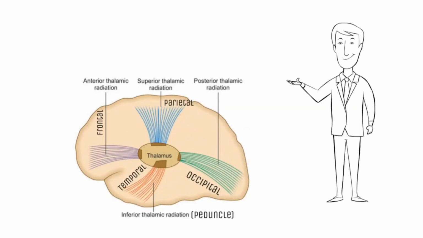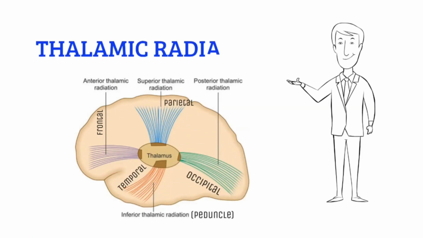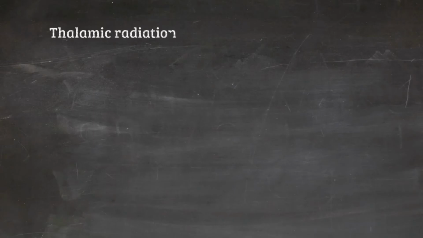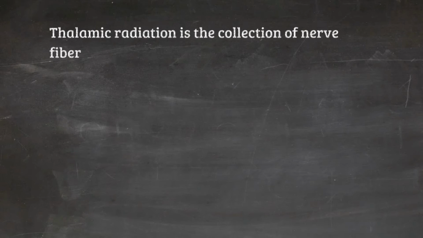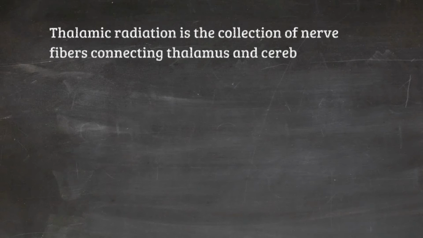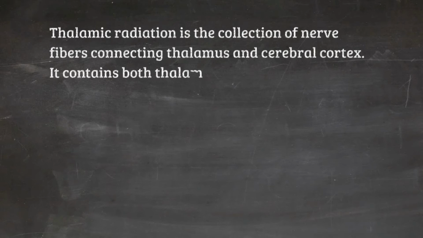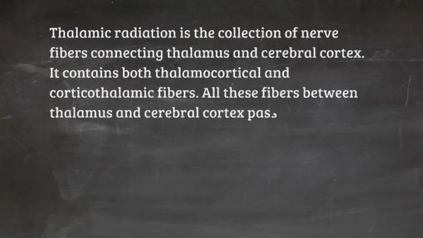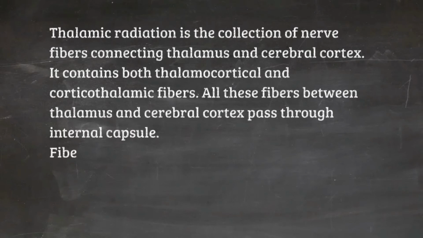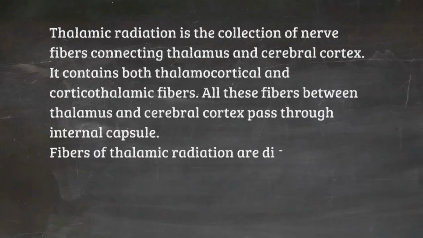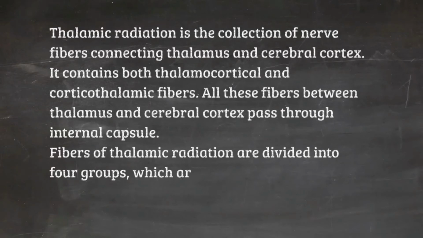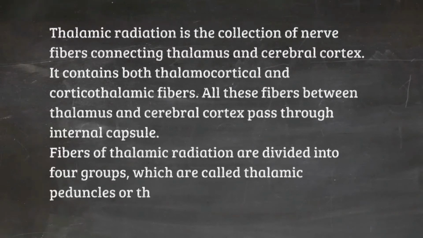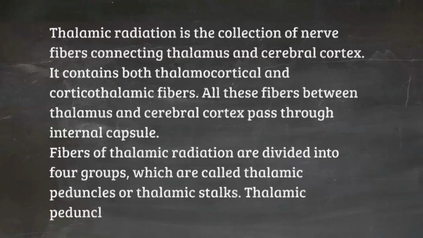So now we will see the thalamic radiations or thalamic peduncles. Thalamic radiation is the collection of nerve fibers connecting thalamus and cerebral cortex. It contains both thalamocortical and corticothalamic fibers. All these fibers between thalamus and cerebral cortex pass through the internal capsule. Fibers of the thalamic radiation are divided into 4 groups, which are called thalamic peduncles or thalamic stalks.